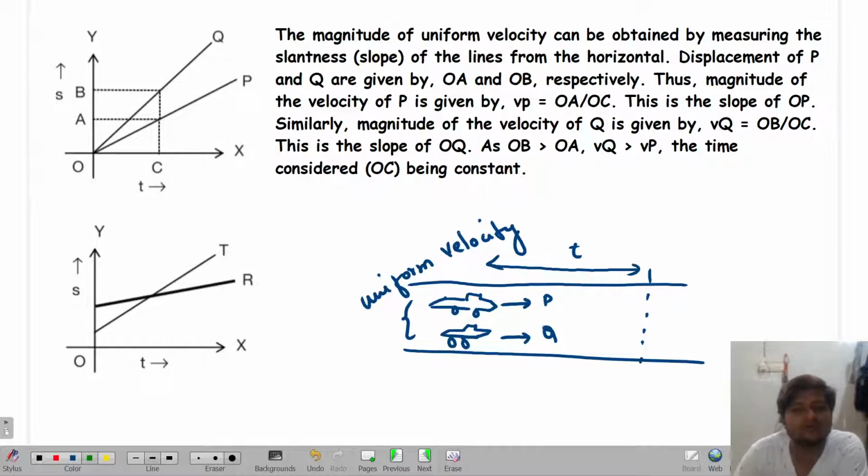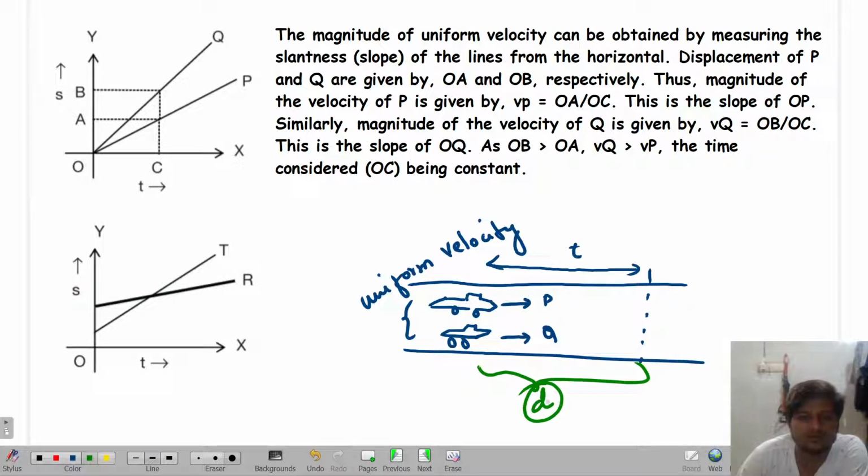So if one is moving faster and one is moving slower, what should be the condition? Whatever the possible condition, are they going to travel a similar distance or not? Car P will travel a similar distance, and car Q is also going to travel a similar distance. But their velocities might be different. Their time of traveling will be different.